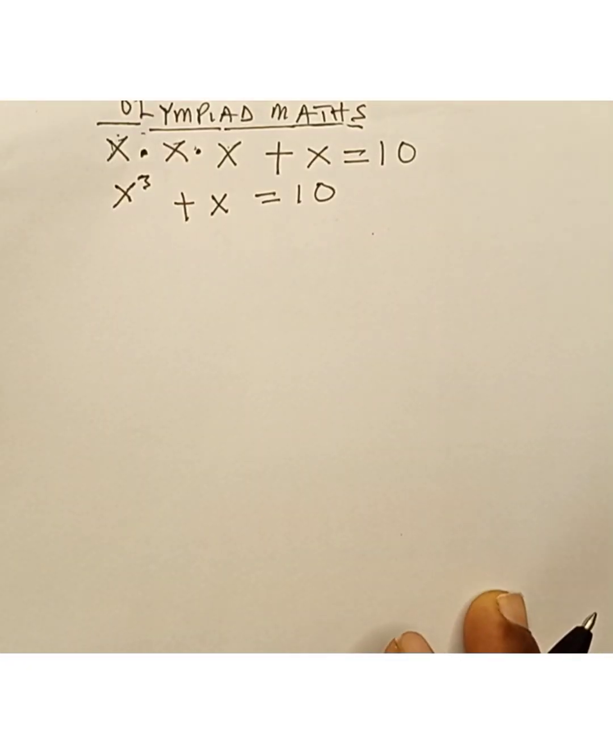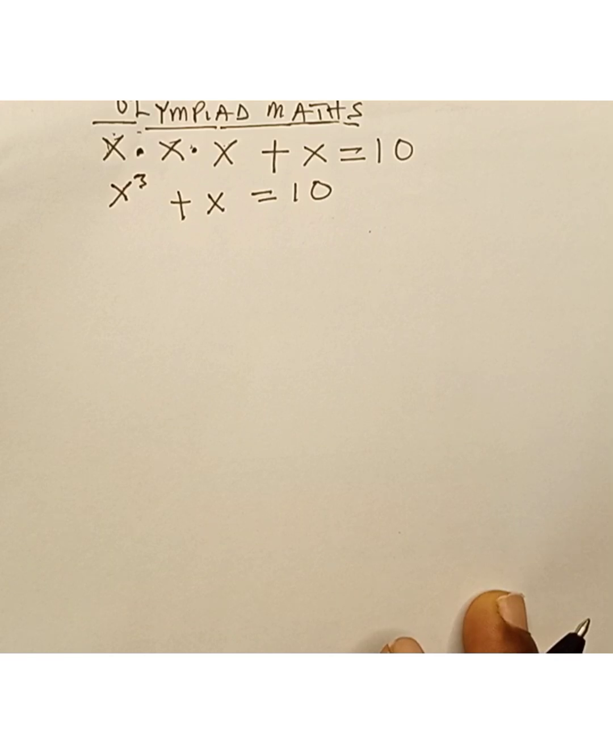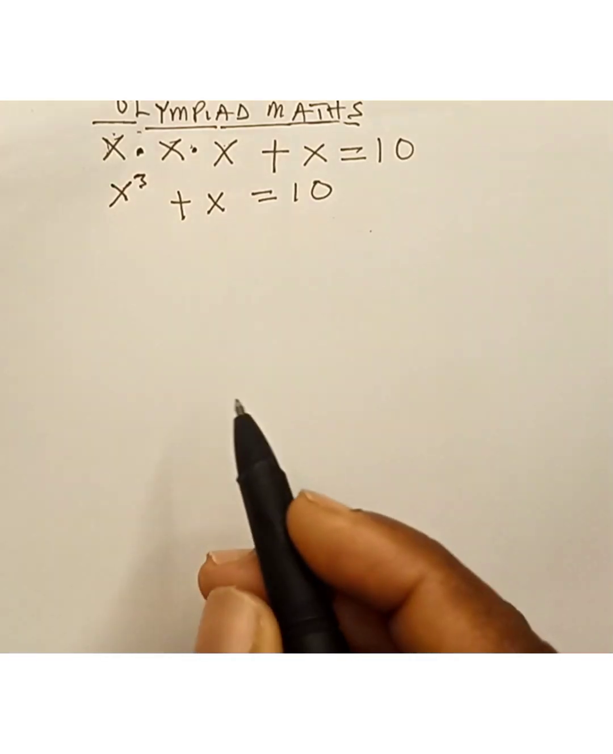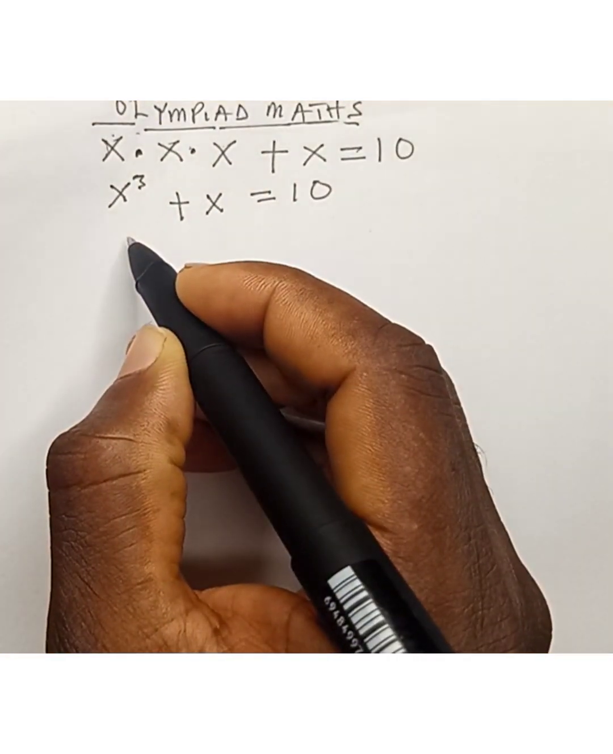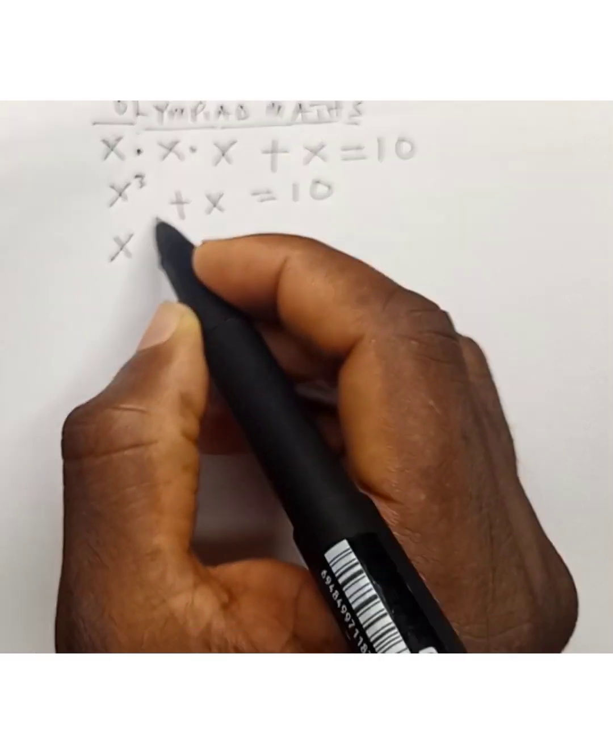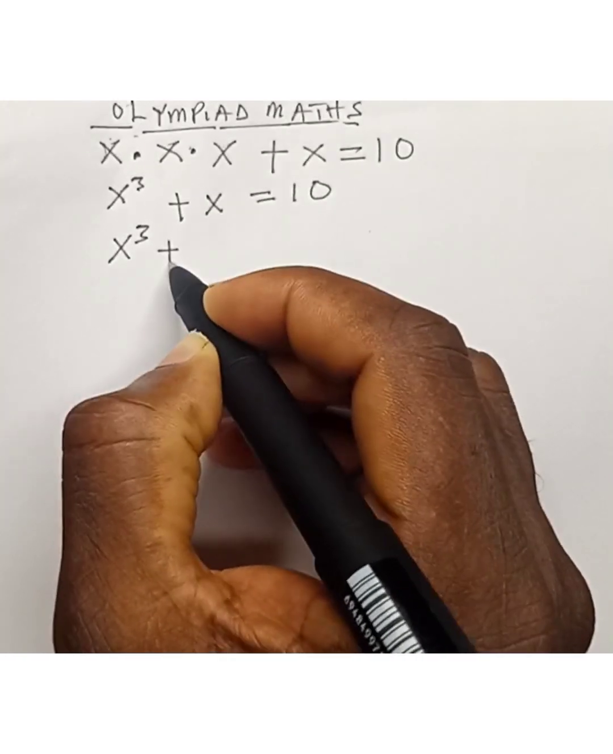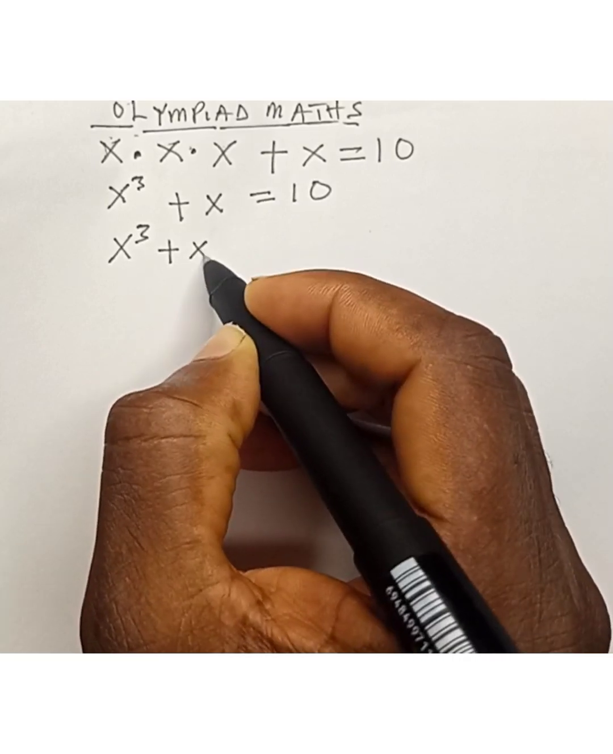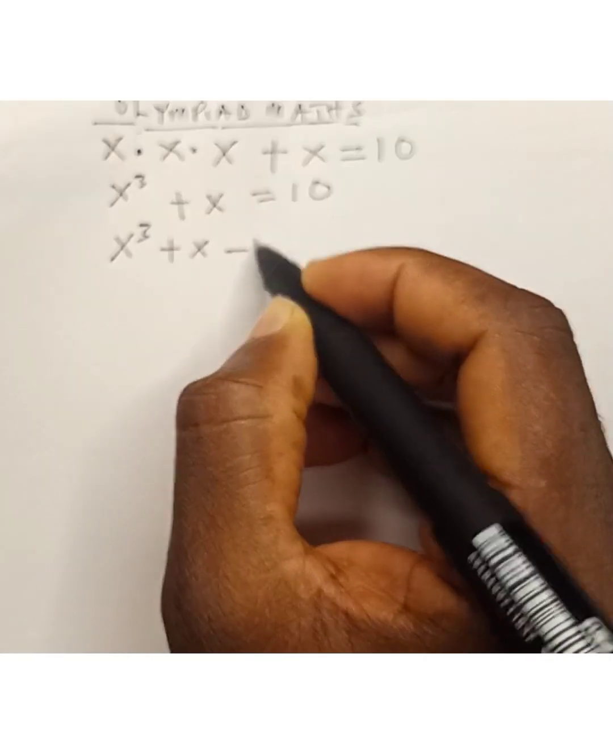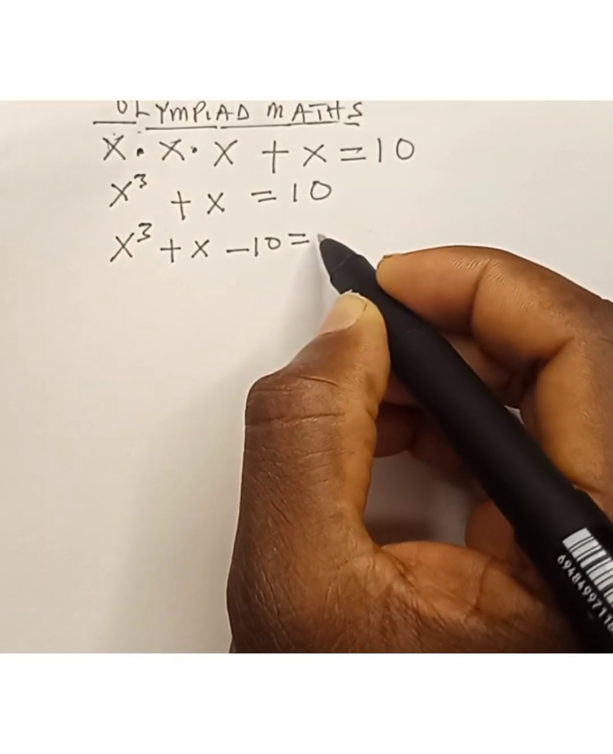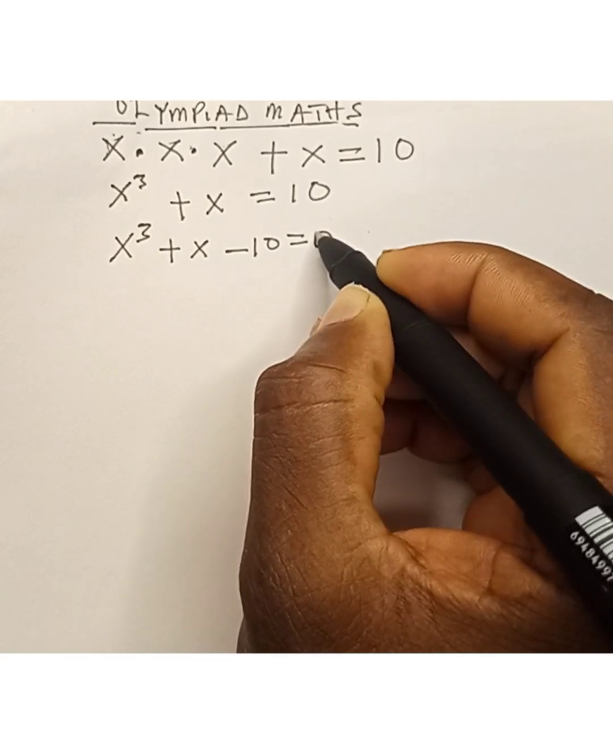So if we rearrange this, we're going to have X raised to power 3 plus X minus 10 equals to 0.